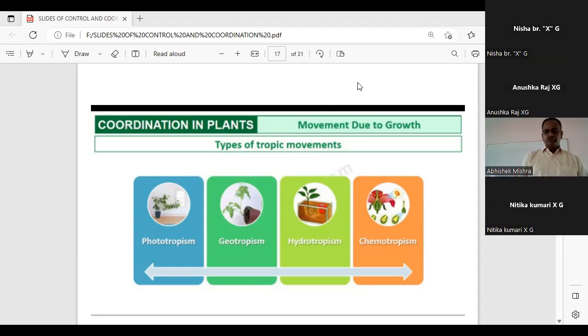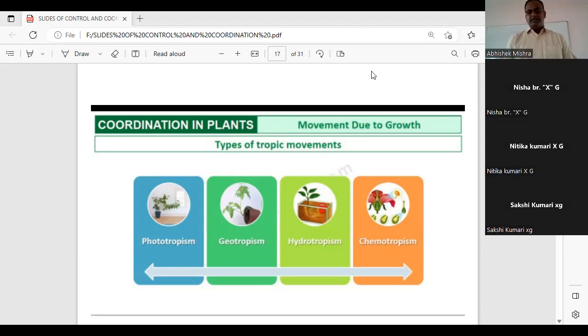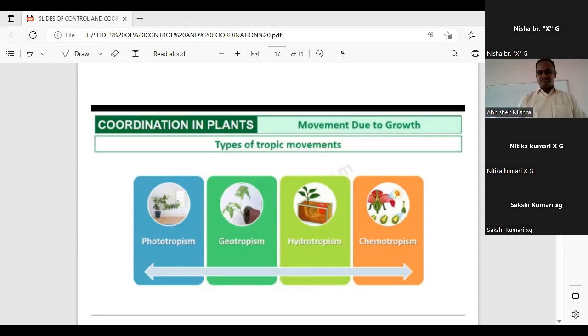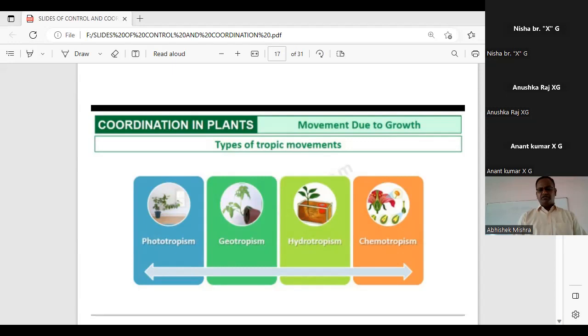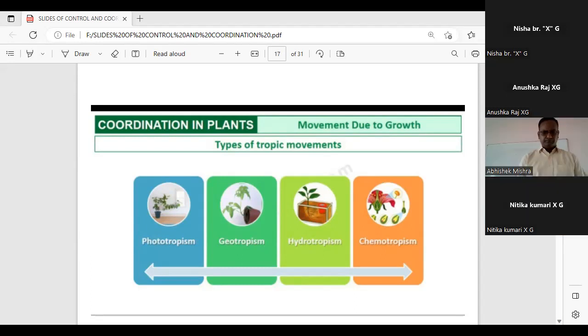Now, next question to all. What do you mean by nastic movement or nastism? This time, Nisha. Non-directional movements in plants in response to a stimulus. It is not dependent on growth. Okay, correct. Non-directional movement. Definitely correct.